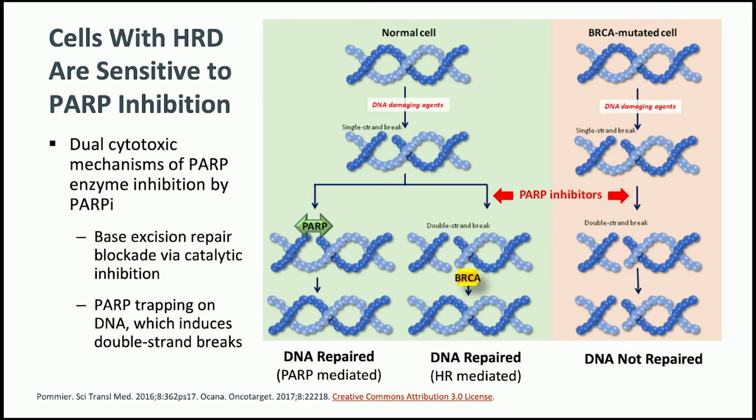homology-directed repair. So why is this important to prostate cancer? Well, cells with HRD are sensitive to PARP inhibition. This is what's called synthetic lethality. The dual cytotoxic mechanisms of PARP are inhibited by PARP inhibitors, and you can inhibit base excision repair by catalytic inhibition, and PARP trapping of DNA, which will also induce double-stranded breaks. So the DNA is not repaired, and the cells can then apoptose.